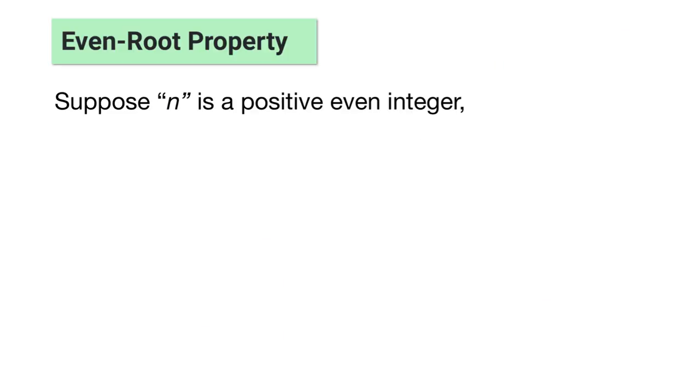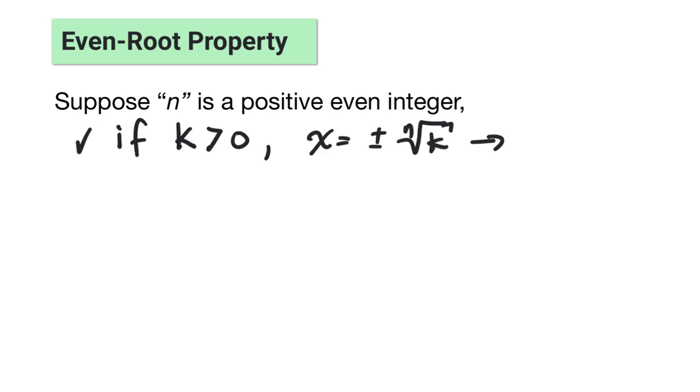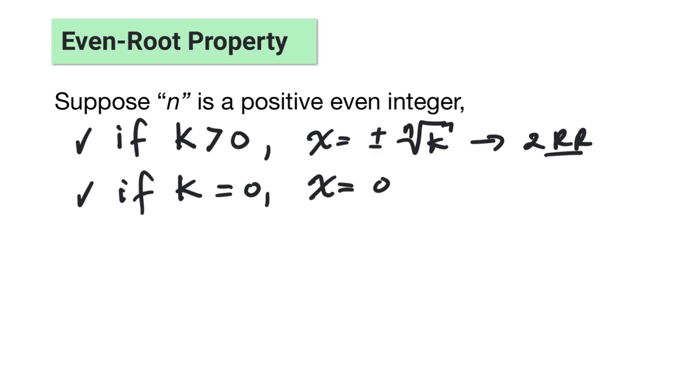Even root property. Suppose n is a positive even integer. Now, first condition, if k, which represents the radicand, is greater than 0, then it is equivalent to x is equal to plus or minus the nth root of your k. So that means it has two real roots. The second condition is if your radicand k is exactly equal to 0, then x is equal to 0. And the third is if your k is less than 0, that means it has no real solution.